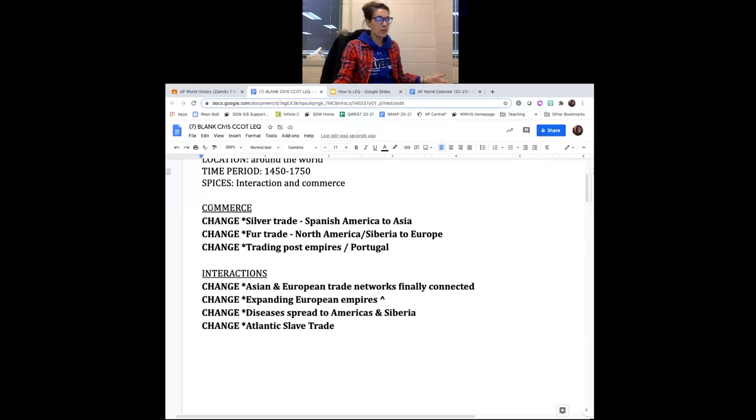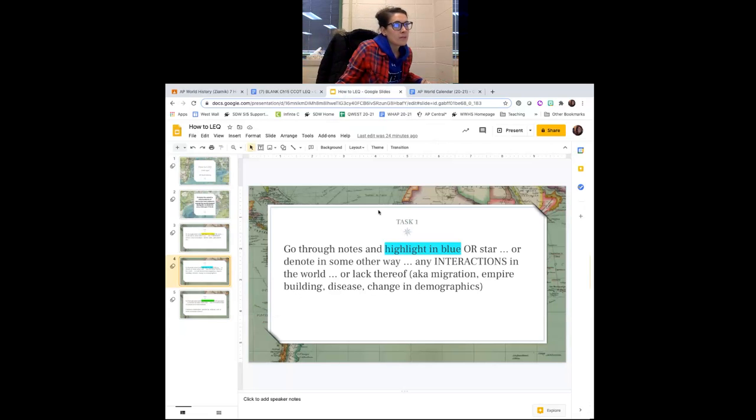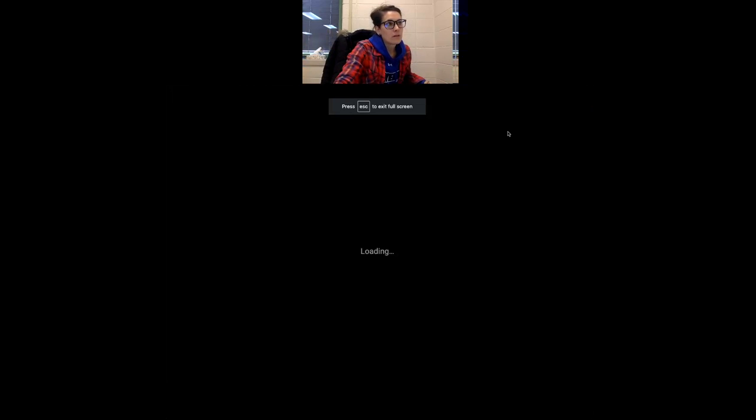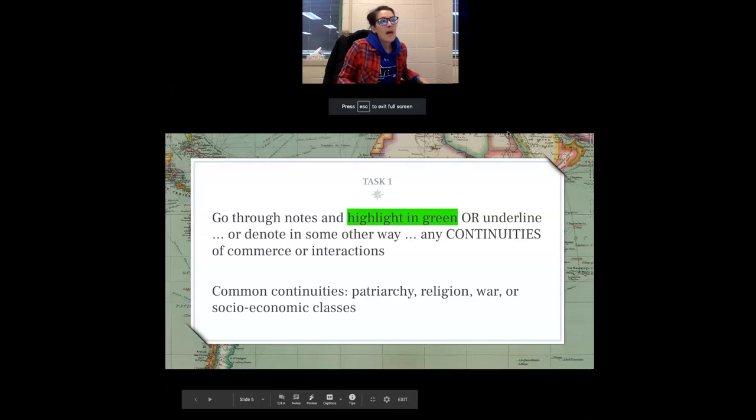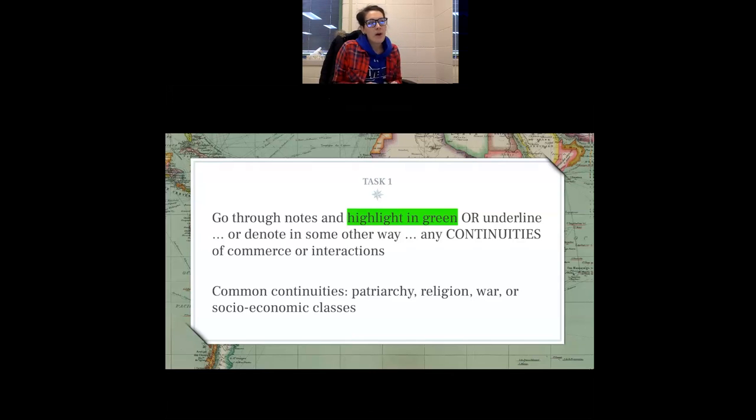In addition to what you learned while I've been here, think about how it's going to show up. Any continuities of commerce or interactions. Now, I know that some of these I have down here are not commerce interactions, but just a heads up, when we talk about continuities, we're saying that at the beginning of 1450, this is something that's going to remain the same all the way through to the end of 1750. It is not a new introduction.